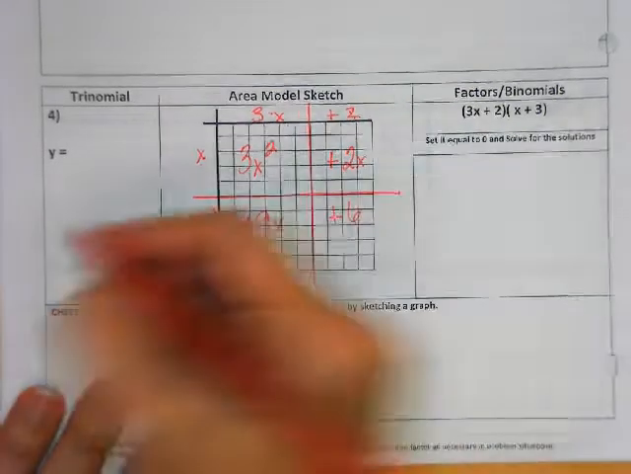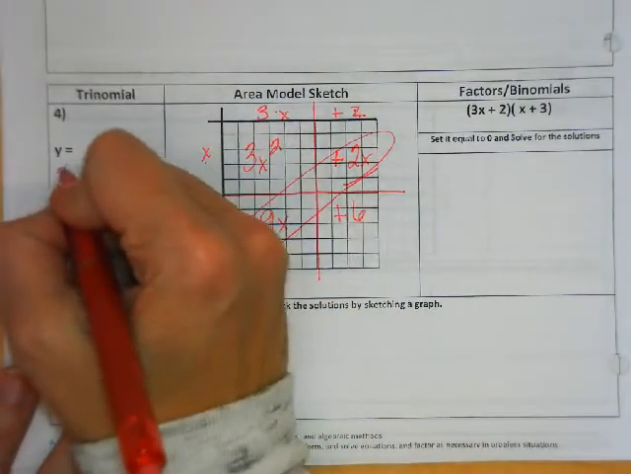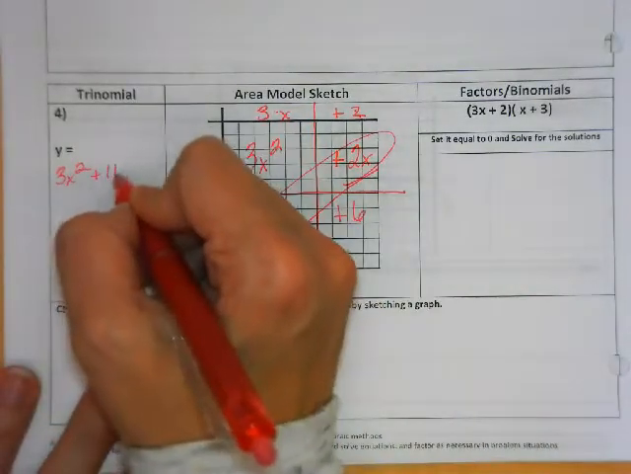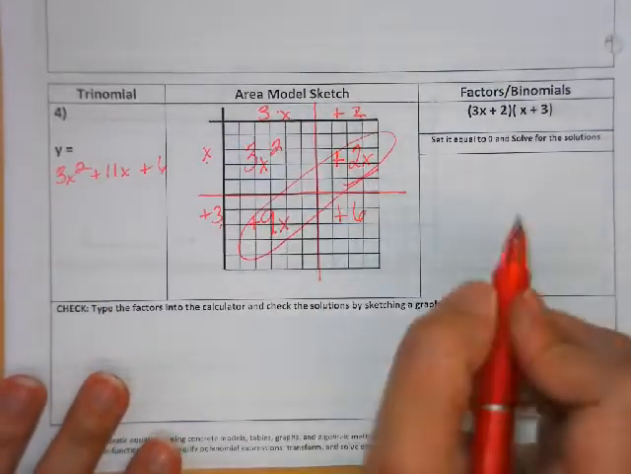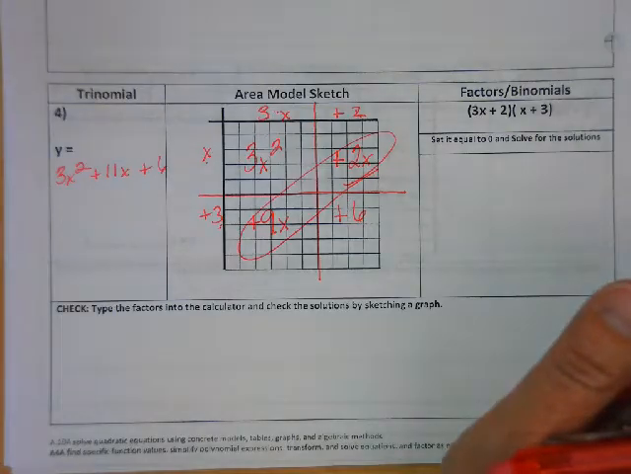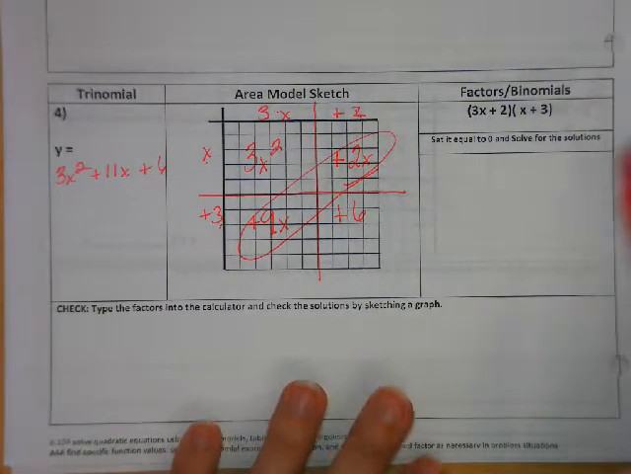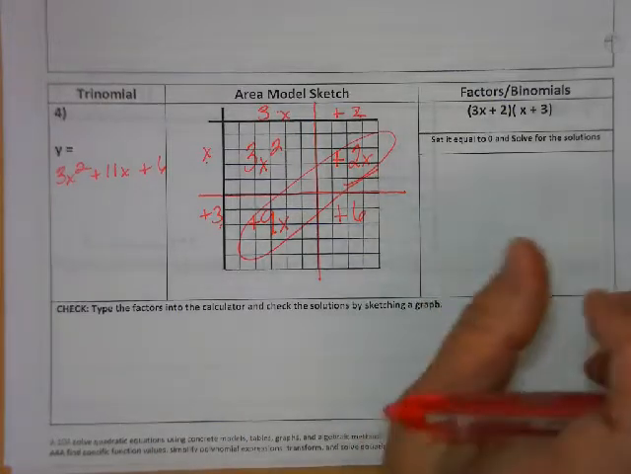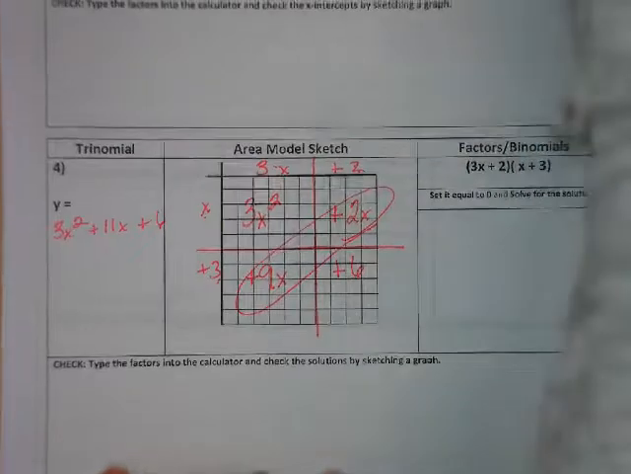So my trinomial, here's my like terms. 3x squared what? How many x's? Plus 11x plus 6. And I don't think we have enough green ones to actually build this one. I think we only have 10 green ones. Okay? So do you see the relationship between when we did box and FOIL and this method?